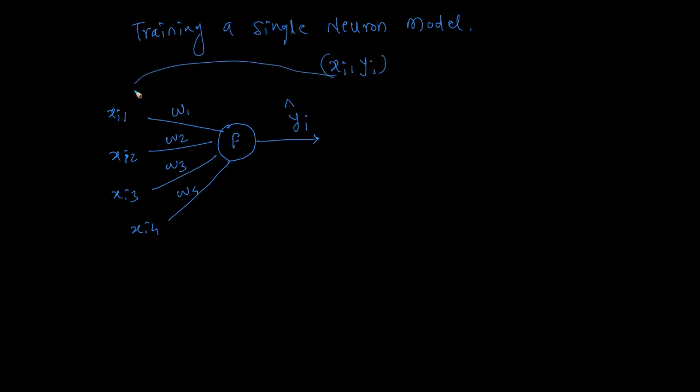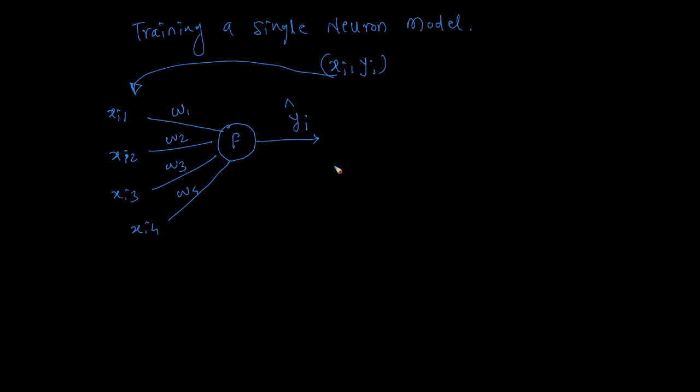We are feeding this input here. Xi has 4 features, or it is a 4-dimensional data point, and we expect the output to be very close to this yi. So the actual output produced is yi hat, and the actual output is yi. If this yi hat is very close to yi, the prediction is very good. Now, how do we train this single neuron model? Training the single neuron model means finding the correct weights.